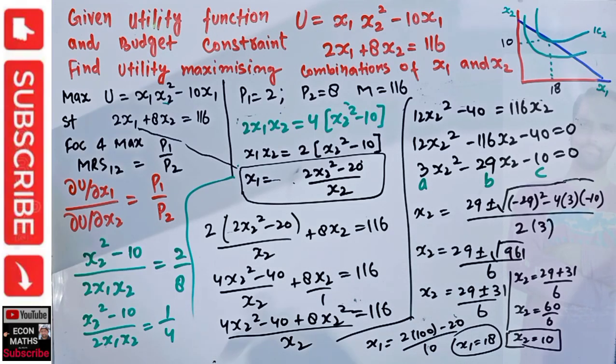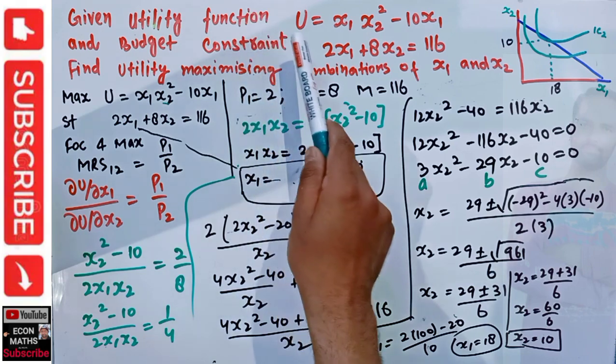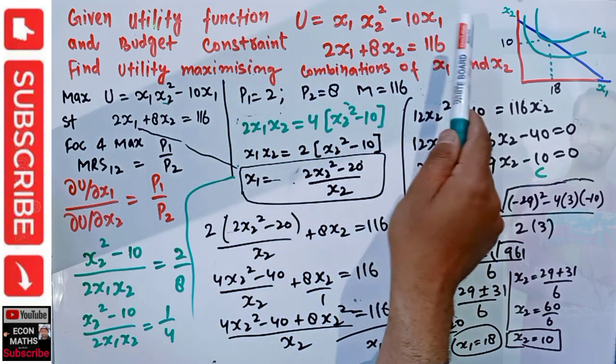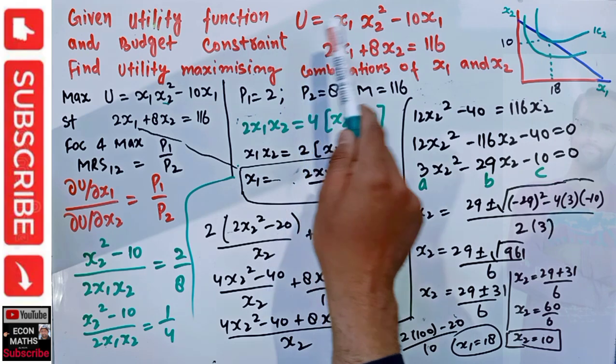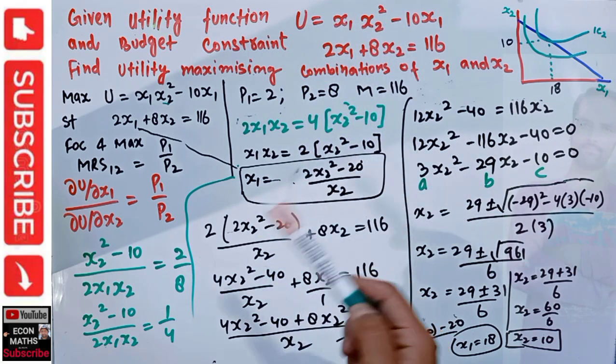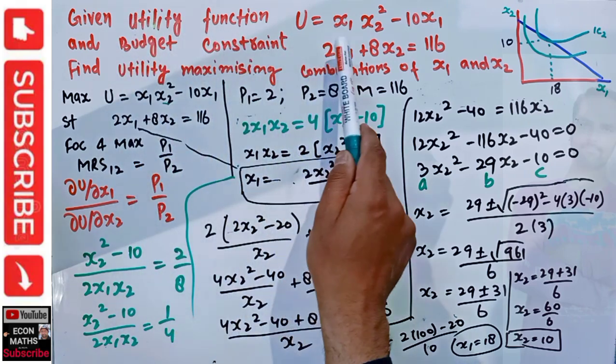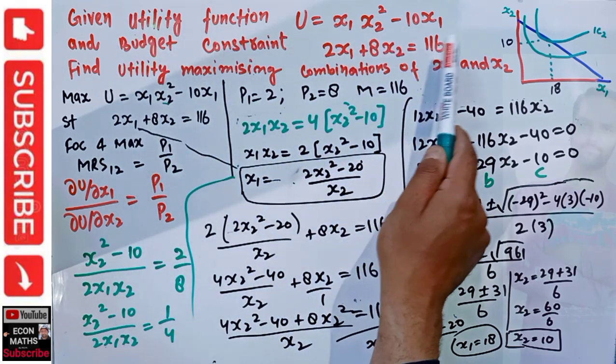In this video, we will solve a problem on utility maximization. The question is, given the utility function u = x1 times x2 squared minus 10x1, where U denotes the utility and x1 and x2 are the two goods, and the budget constraint is 2x1 + 8x2 = 116.